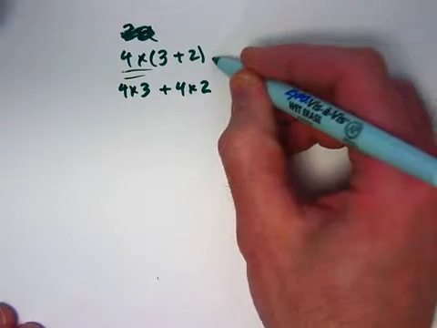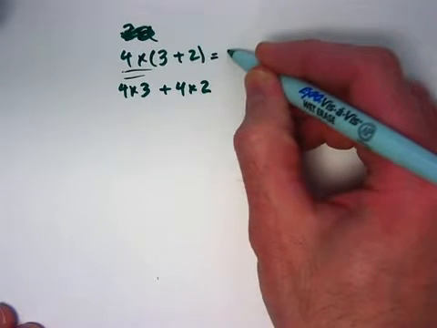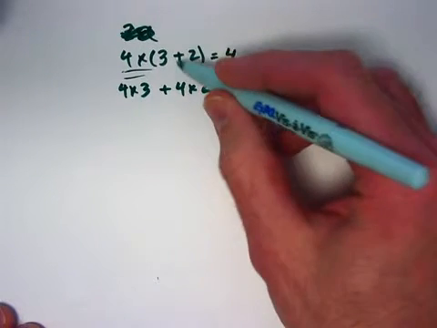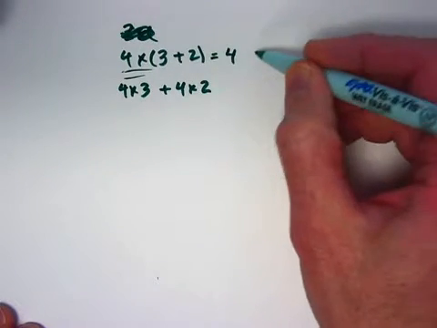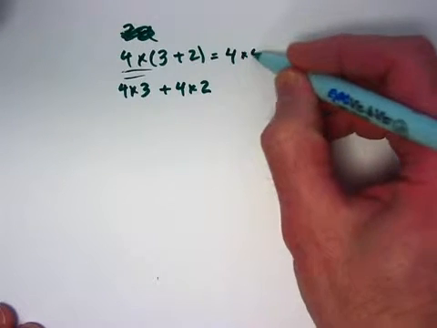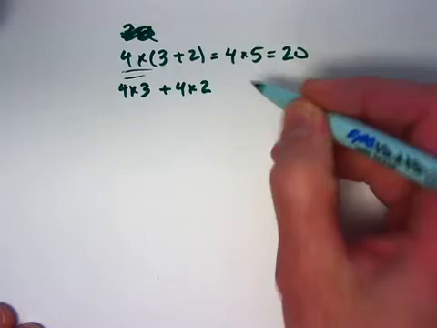Why do I get the same thing? Well, if you just calculate it here, remember the parentheses mean do what's inside the parentheses first. 3 plus 2 is 5. So this gives me 20.